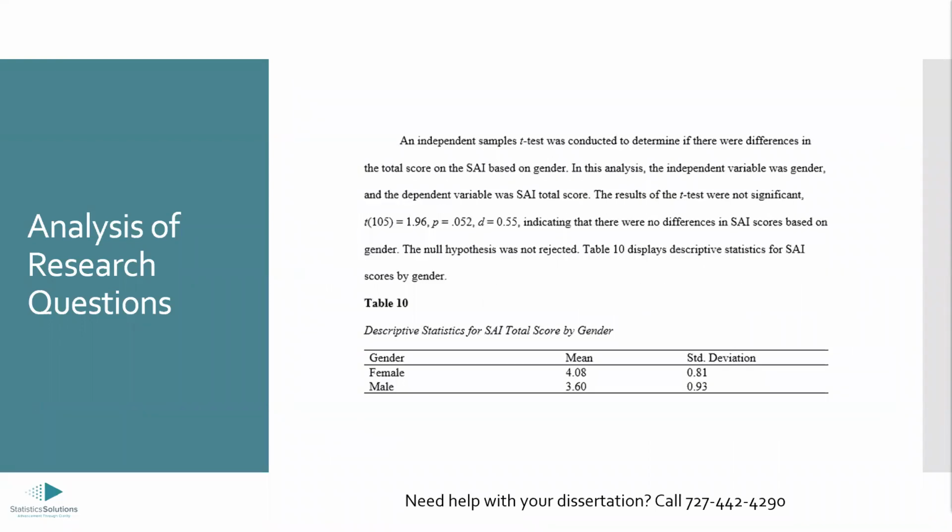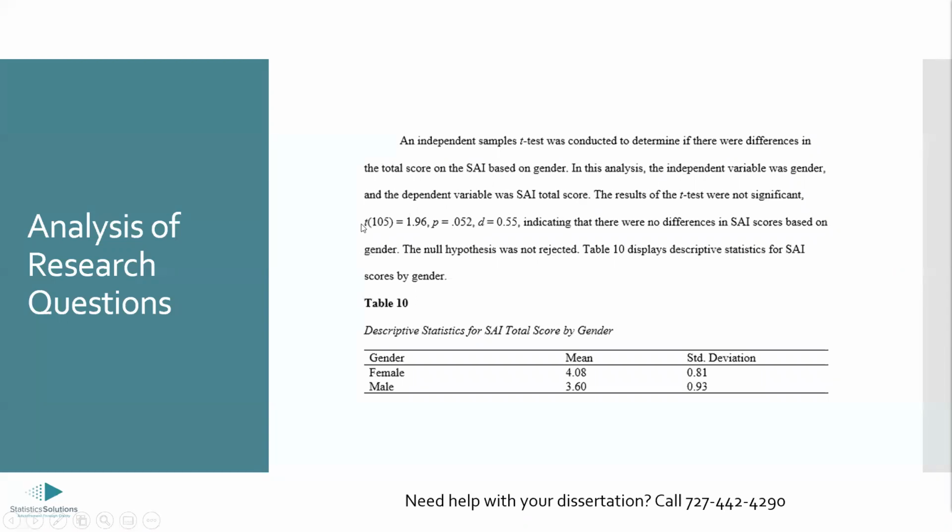So now let's take a look at some examples of how you might write up the results of different kinds of tests. So here we have an example with a t-test. We start by saying what test we're doing, and we're identifying both our independent and our dependent variables for the test. We present the statistics associated with that t-test.